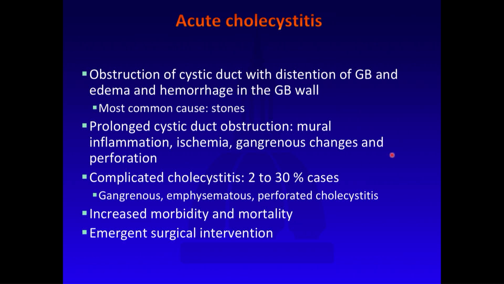And this complicated cholecystitis happens in 2 to 30% of cases, depending on what population you deal with, right? If they're older patients who have cardiac history or diabetes, their risk of having a complication will be much higher. And it's important to diagnose and recognize that because these patients have increased morbidity and mortality, and they all require really emergent surgical intervention.